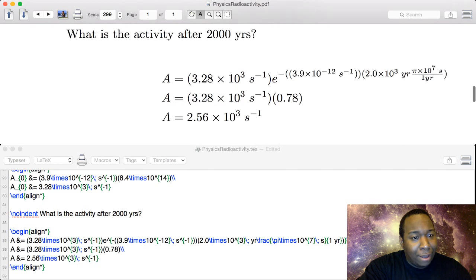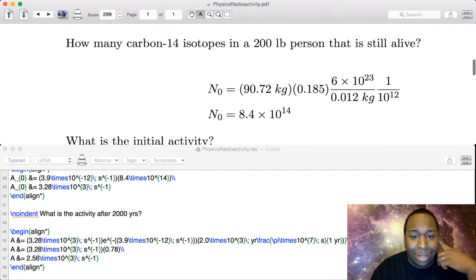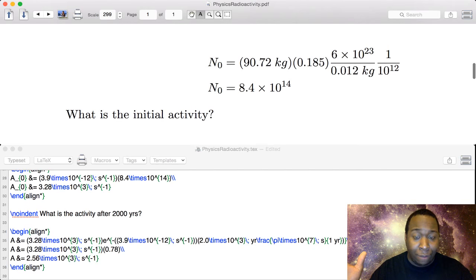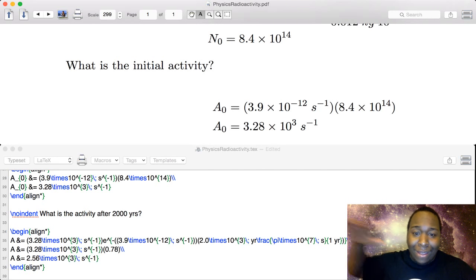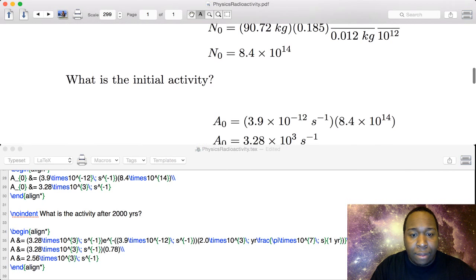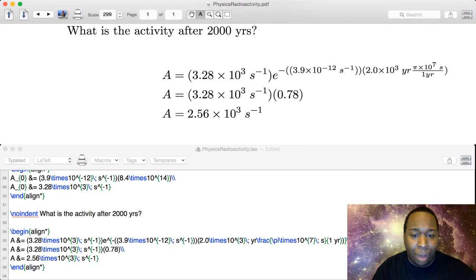So I think to answer Adam's question, after 2,000 years, if you start off with this amount, 8.4 times 10 to the 14 carbon 14 atoms within a human body, and then that person ends up dying, or not even a person, any living thing that ends up dying with that number of carbon 14 isotopes initially, will end up having an activity after 2,000 years of 2.56 times 10 to the third power decays per second.